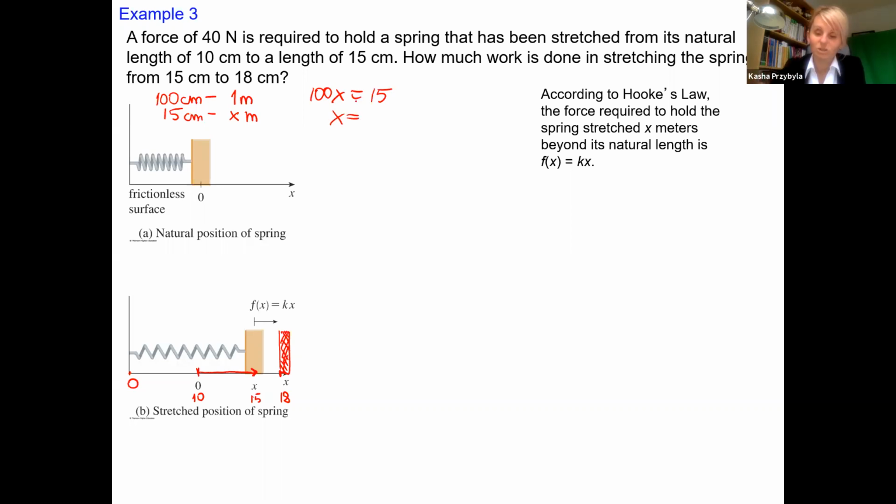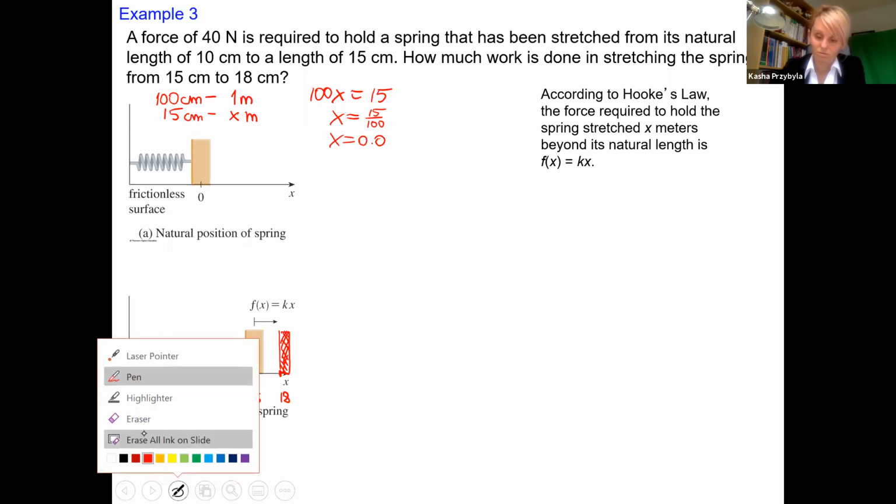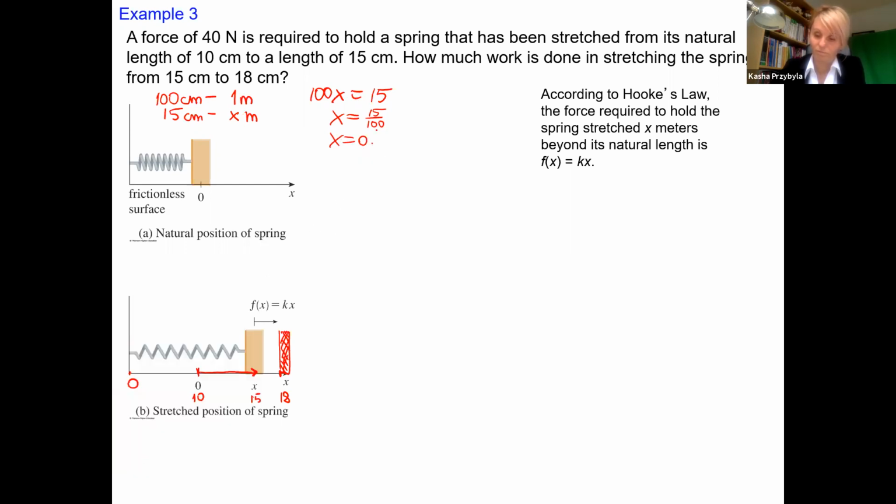Then x, don't put any units because my units correspond, centimeters underneath centimeters, meters, meters. And then I can divide by 100. And this means 0.15. And since it's x, it's in meters. That means 15 centimeters is 0.15 meters. If you know right away, of course, that's just how to convert. Please remember that 100 centimeters is 1 meter.